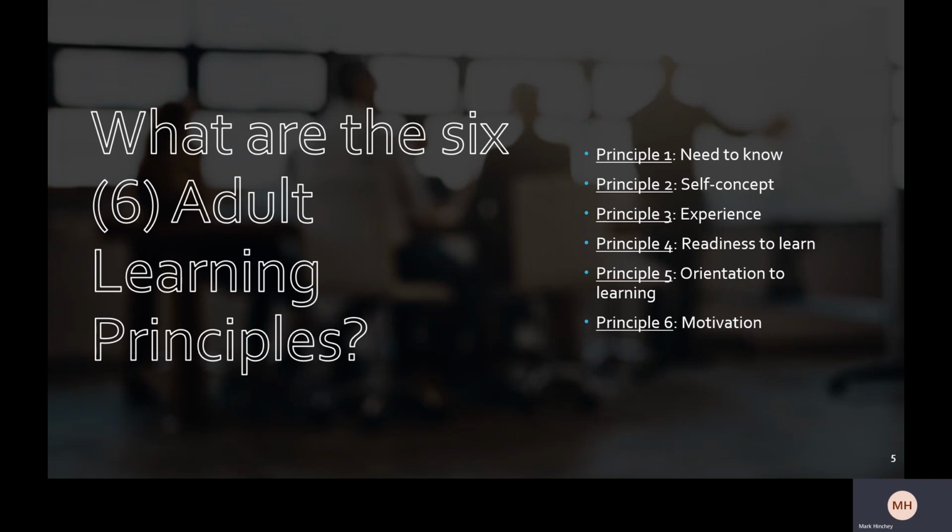Principle 5, orientation to learning. So adult learners are goal-orientated, focused. They're problem-centered. They're solution-focused. And they want you as an educator, as their educator, to make their outcomes explicit. Principle 6, motivation. As adult learners, there is an internal drive for our learning. And there's less of a focus on a need for external motivation.